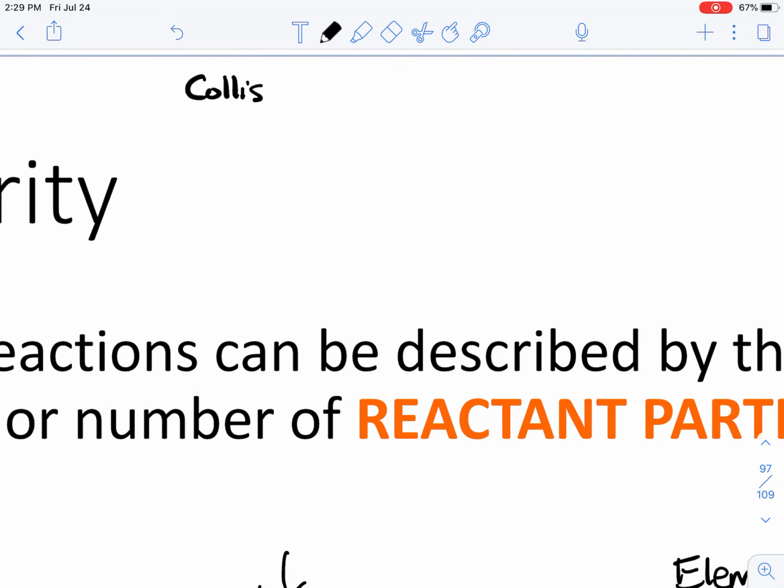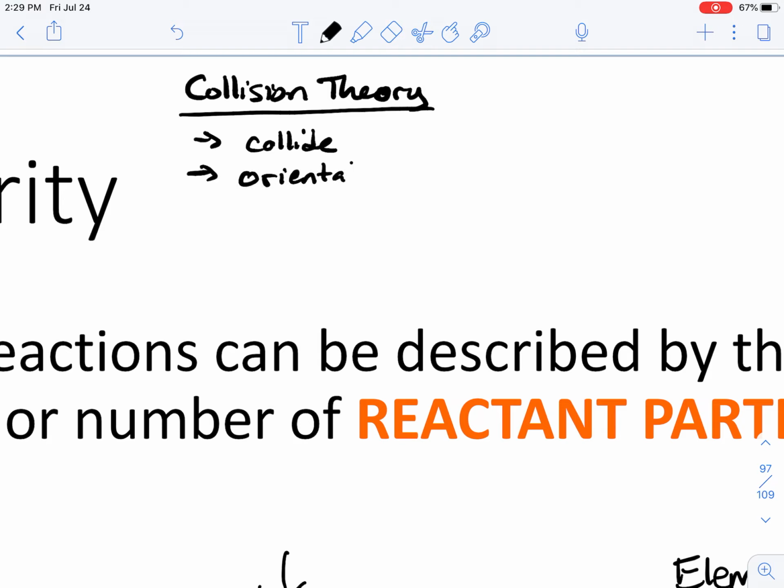And so remember that in collision theory, there are three parts to it. The reactant particles have to collide. They have to have the proper orientation. And they have to have sufficient kinetic energy so that it overcomes the activation barrier or the activation energy. And so once all three of these are fulfilled, then the collision amongst those reactant particles in each elementary step would be considered an effective collision. The product would be formed.